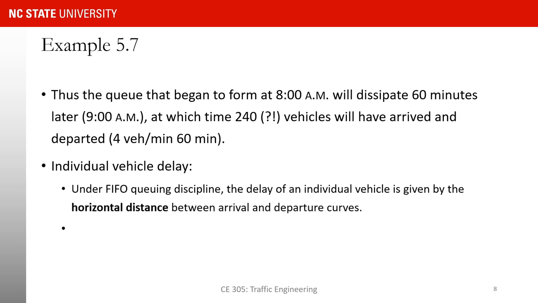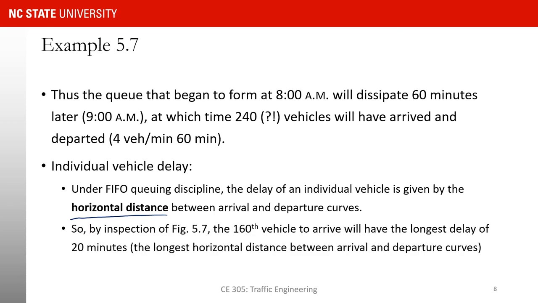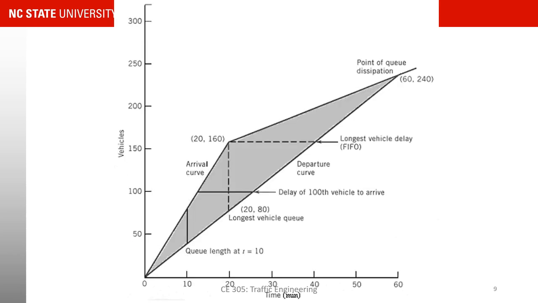So if we want to find an individual vehicle's delay, assuming FIFO queuing discipline, the horizontal distance between arrival and departure curve is going to give that to us. I showed it to you on the figure. So we talked about this. The 160th vehicle to arrive will have the longest delay, and that is 20 minutes. So this is the point that happens.